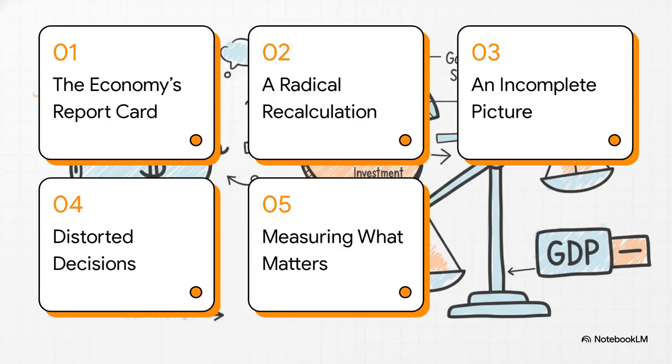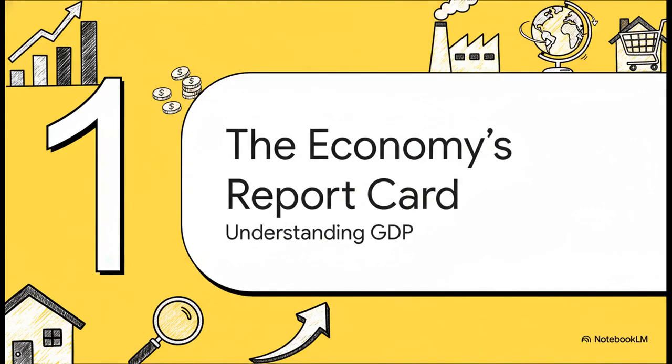So here's our game plan. First, we'll do a quick refresher on the economy's classic report card. Then, we'll get into this wild idea to completely change the grading system. We're going to see how that would create a super distorted picture, and then ask the big question: what does a fight over a simple formula really tell us about what we value? All right, let's start at the beginning.